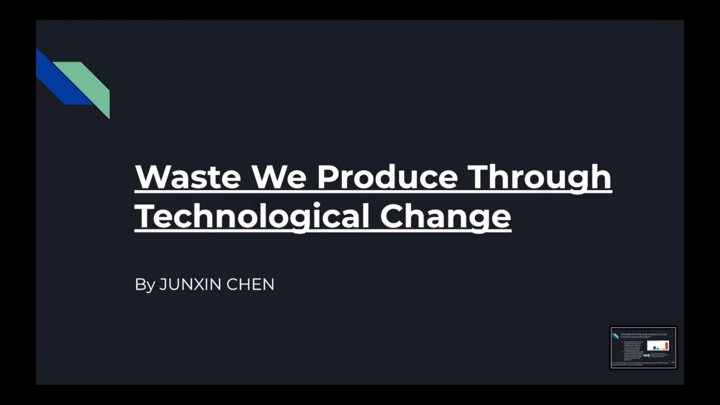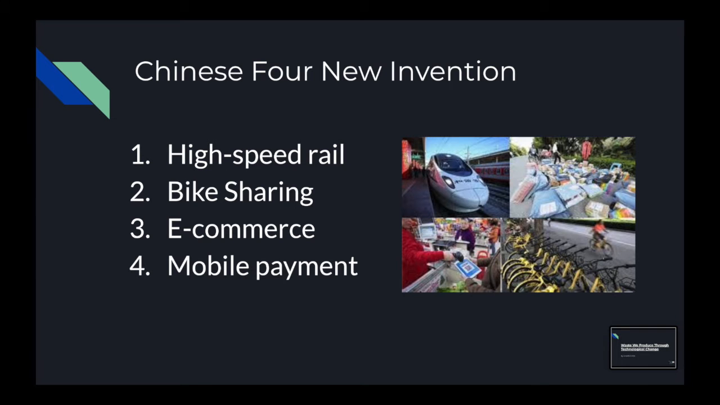Hi, I'm Junxin Chen, and I'm going to talk about the waste we produce through technological development that causes climate change. First, I will introduce the Chinese four new inventions. They contain high-speed rail, bike sharing, e-commerce, and mobile payment. They are the reputation of modern China's technology. Because of high-speed rail and bike sharing, people are able to travel and work in a shorter time. And e-commerce and mobile payment are convenient for people to spend their money.